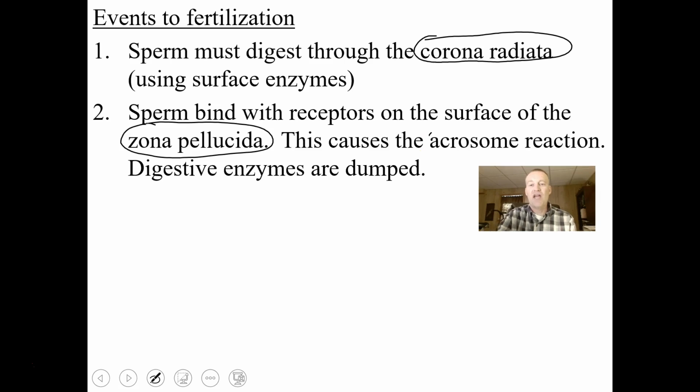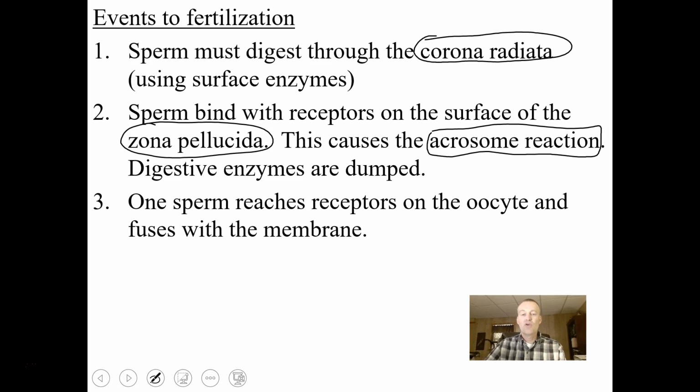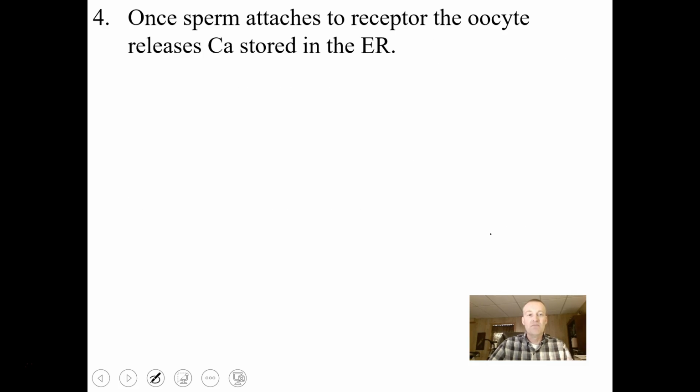This is going to cause the acrosome reaction to occur, where that little bag of digestive enzymes on the surface of the head of the sperm cell is going to open up, and digestive enzymes are going to be dumped onto the zona pellucida. So a little tunnel is going to be formed, and one sperm cell will eventually reach inside of the zona pellucida and reach the little protein receptors on the oocyte. And that's going to cause them to fuse with the oocyte membrane.